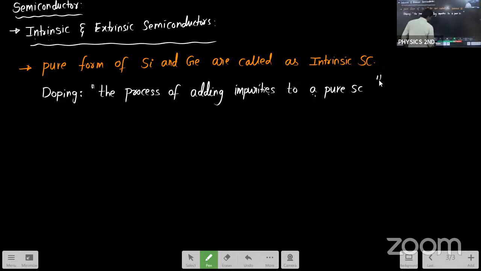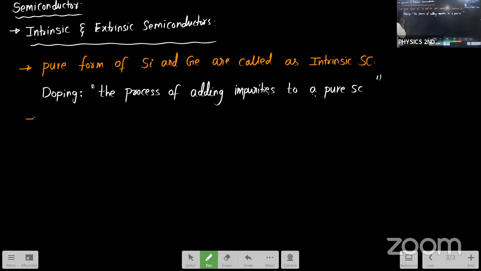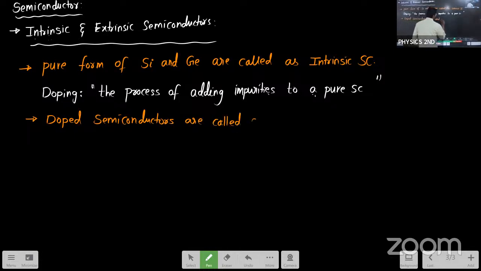Now, what is the meaning of extrinsic semiconductor? So, doped semiconductors are called extrinsic semiconductors. I hope you will remember this.